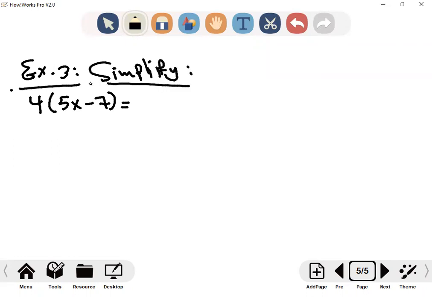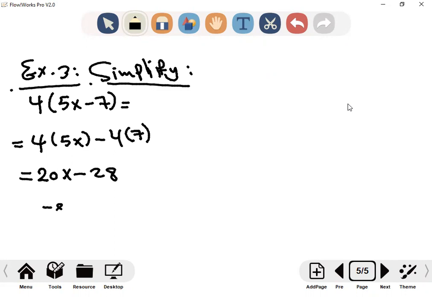Yes, this is equal. Apply 4 multiply 5x minus 4 multiply what? 7. The 4 to 5x and the 4 to minus 7. Regarding the signs, this is equal 4 by 5x, 4 by 7. Don't tell me minus 8x. 20x minus 28. No, we cannot, unlike terms, we cannot do that.